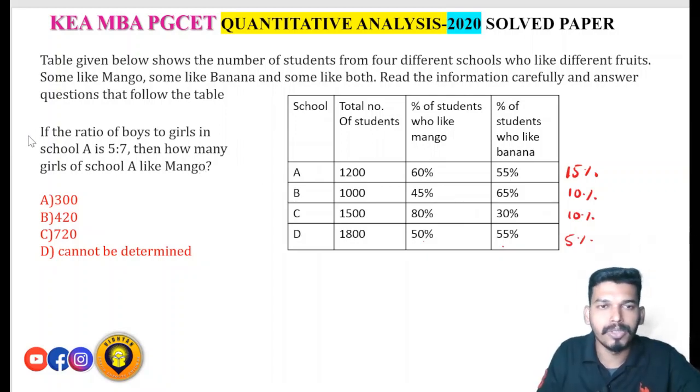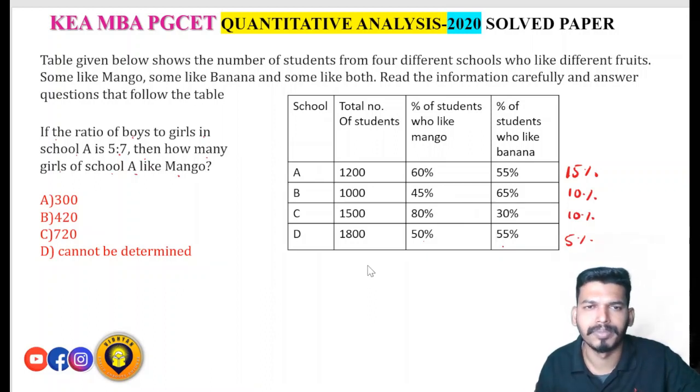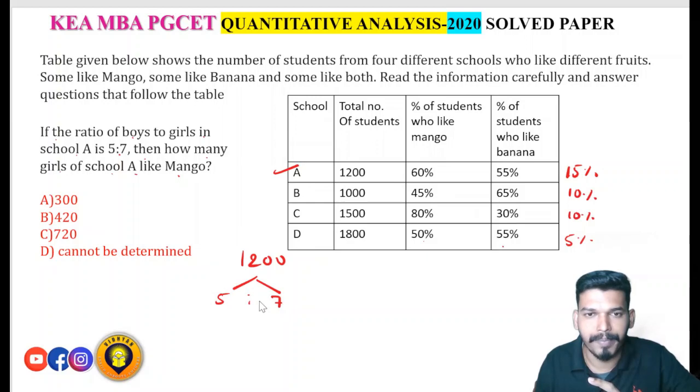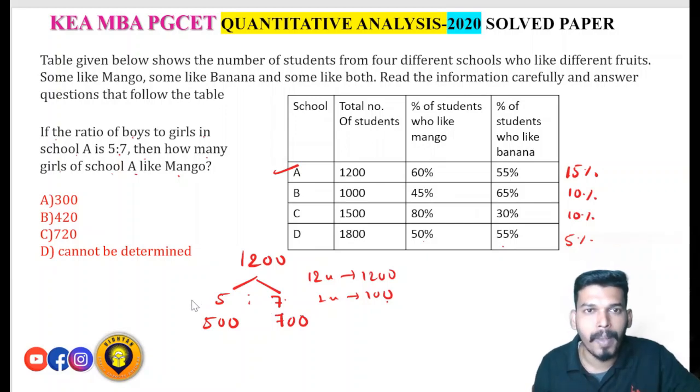Okay, now come to the question. If the ratio of boys to girls in school A is 5:7, then how many girls of school A like mango? According to the new question, in school A there are 1200 students, and the boys to girls ratio is 5:7. 5 plus 7 is 12 units. If 12 units is 1200, then 1 unit is 100. So 5 units is 500 and 7 units is 700. So boys are 500 and girls are 700.